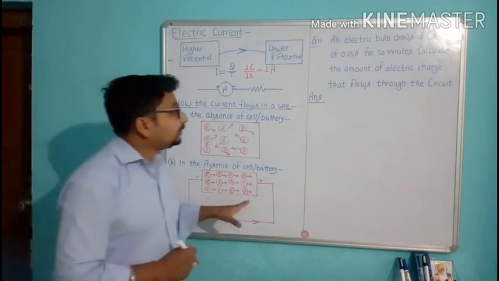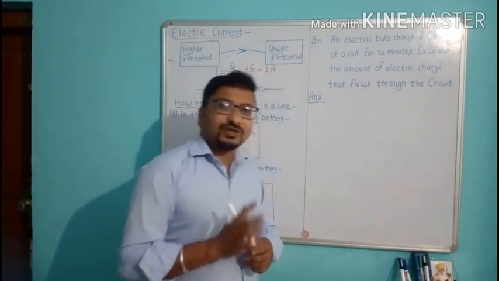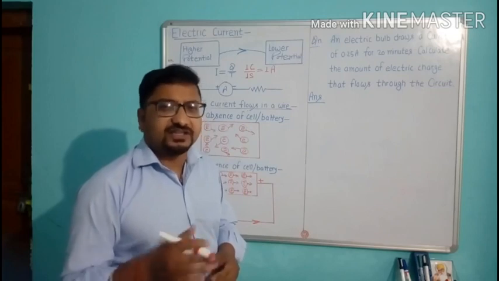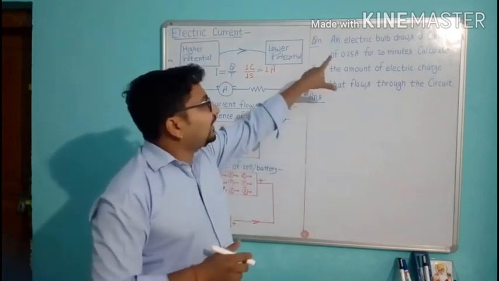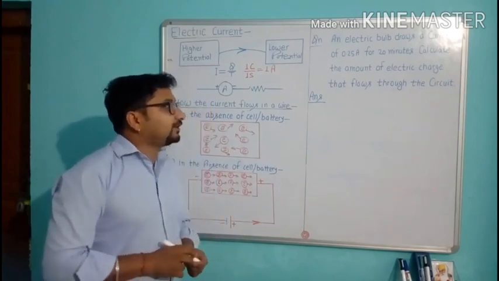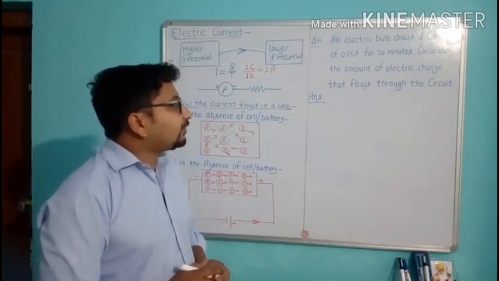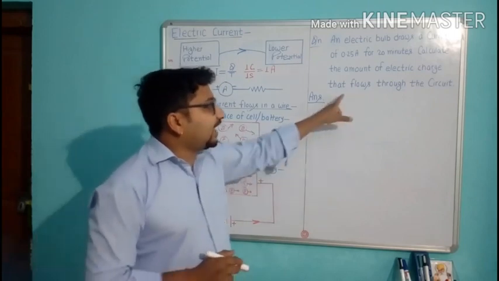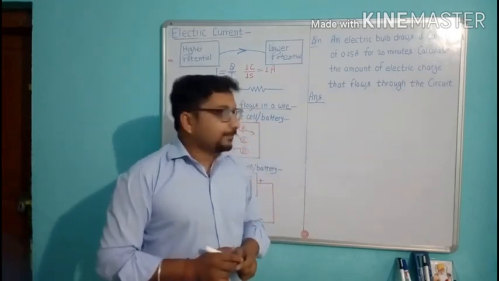Now, there is a question always asked in the examination. An electric bulb draws a current of 0.25 ampere for 20 minutes. Calculate the amount of electric charge that flows through the circuit.